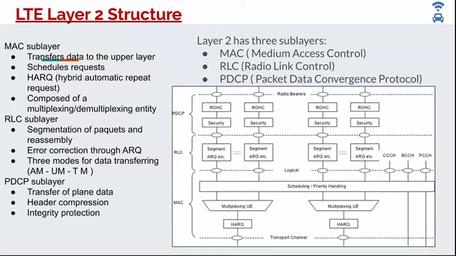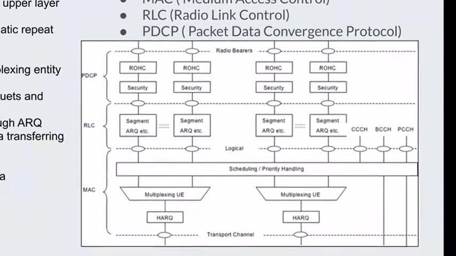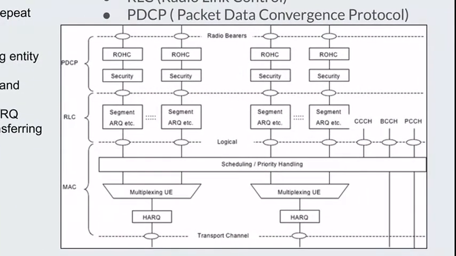that basically provides the radio resource allocation service and the data transfer service to the upper layer. It's also composed of a HARQ entity, which is the hybrid version of ARQ, a multiplexing, demultiplexing, logical channel prioritization, as well as a control entity.